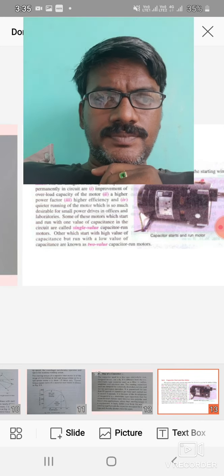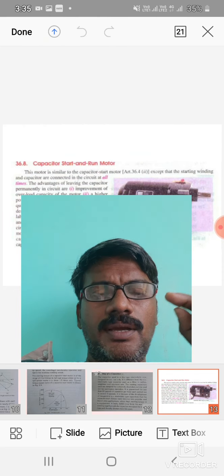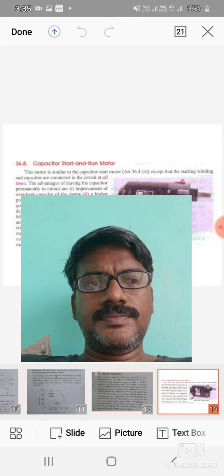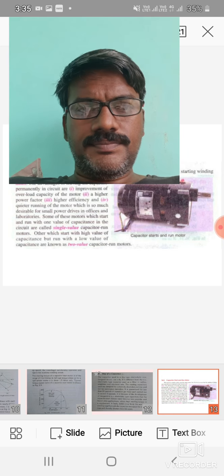Subtopic: capacitor start and capacitor run motor.